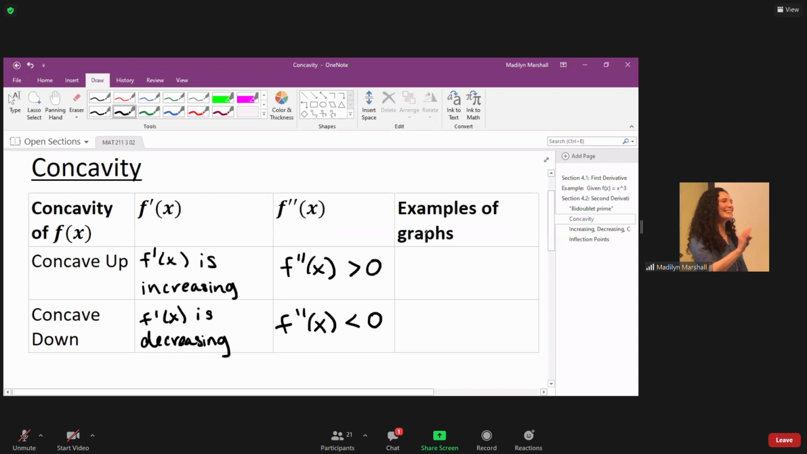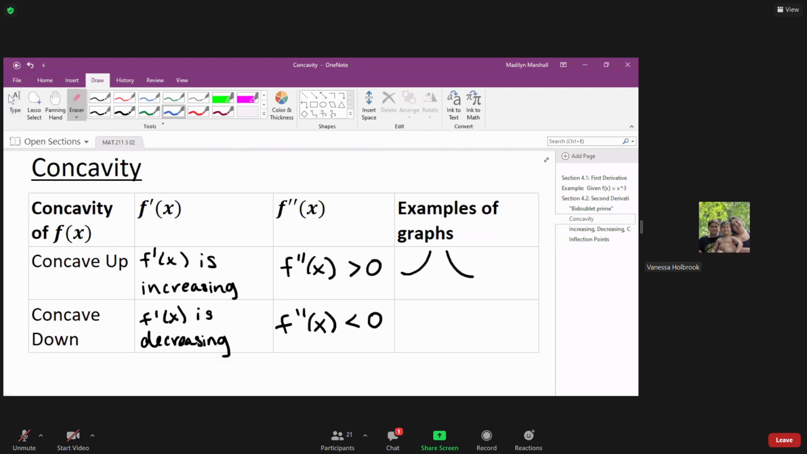And so graphs that are concave up, or parts of graphs that are concave up, it might just be a little piece like this. It can also be going down. So even though this little piece that I just drew is decreasing, it's still concave up because that little smiley face is going up.